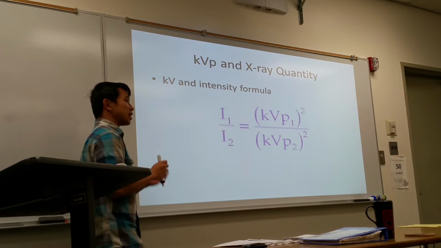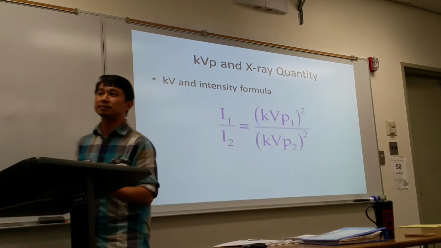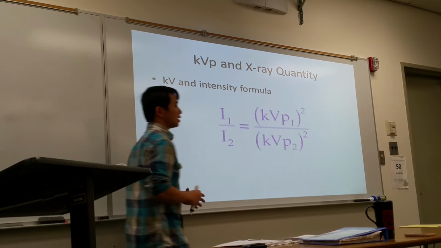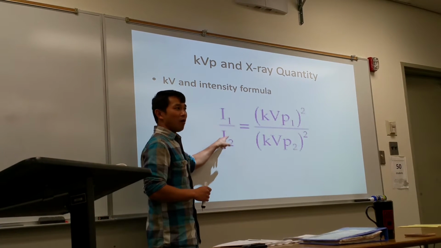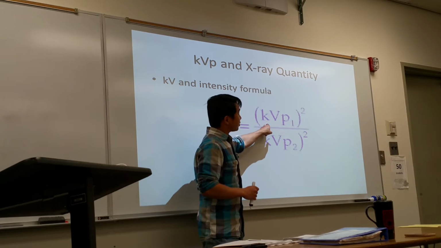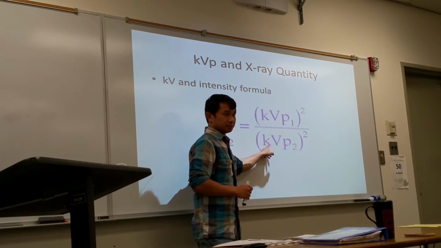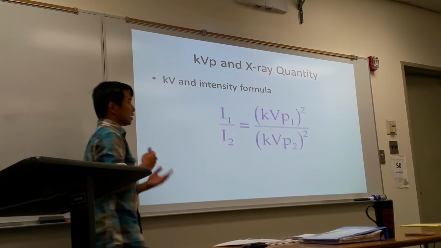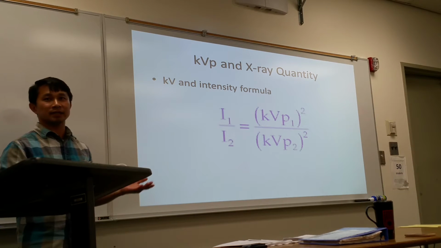To calculate changes in kV in relationship to changes in intensity, we use this equation. The original intensity, I1, over new intensity, I2, equals original kV squared over new kV squared. That's to get how much of a change in kV in relationship to intensity.